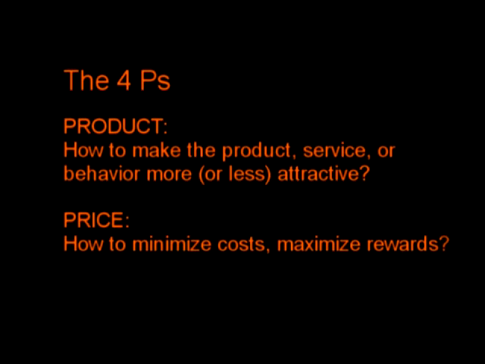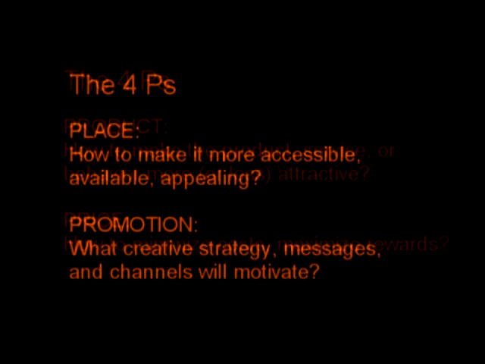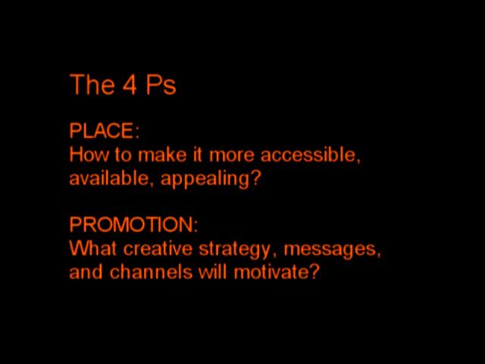In summary, here are the questions we need to ask and answer when drafting a marketing mix or 4P strategy. 1. How can we make the product, service or behavior more attractive? 2. How can we minimize costs and maximize rewards? 3. How can we make it more accessible, more convenient, more attractive? 4. Based on all that, how to best promote it. And we can't forget what is considered the fifth P, policy, because it cuts across all the other P's and helps create an enabling environment. Can you describe a policy that influences your program or the behavior that you are promoting?